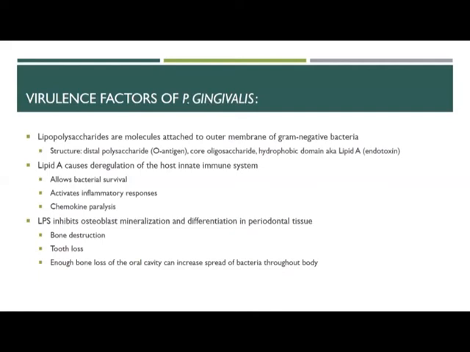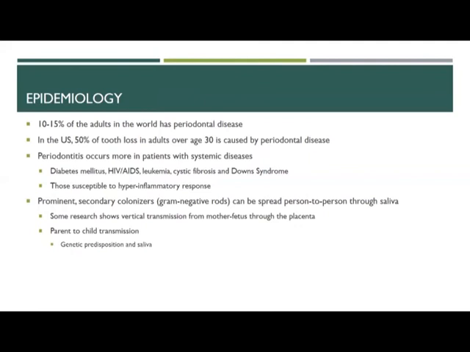These virulence factors are what's going to cause the bacteria to increase dramatically. There's no innate immune system, it can spread throughout the body, and it can get really bad really quickly. 10 to 15% of the adults in the world have periodontal disease. That's not really a dramatic number, but it does show that periodontal disease can affect the entire world. And in the US, 50% of tooth loss in adults over the age of 30 is caused by periodontal disease.